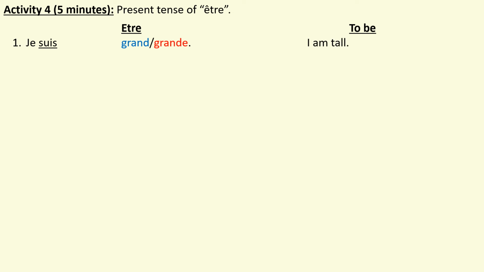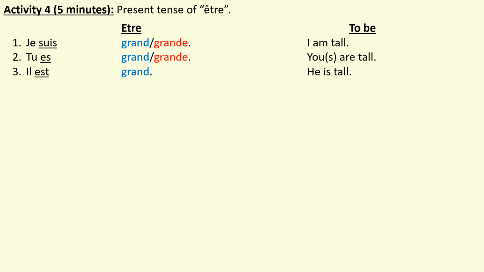Now, if you remember lesson 3, we did explain why. If je is masculine, it's je suis grand. If je is feminine, it's je suis grande. Tu es grand, tu es grande. And it means you are tall. Il est grand. He is tall. Now this time, of course, there's only one possibility because he is always masculine. Elle est grande. She is tall.